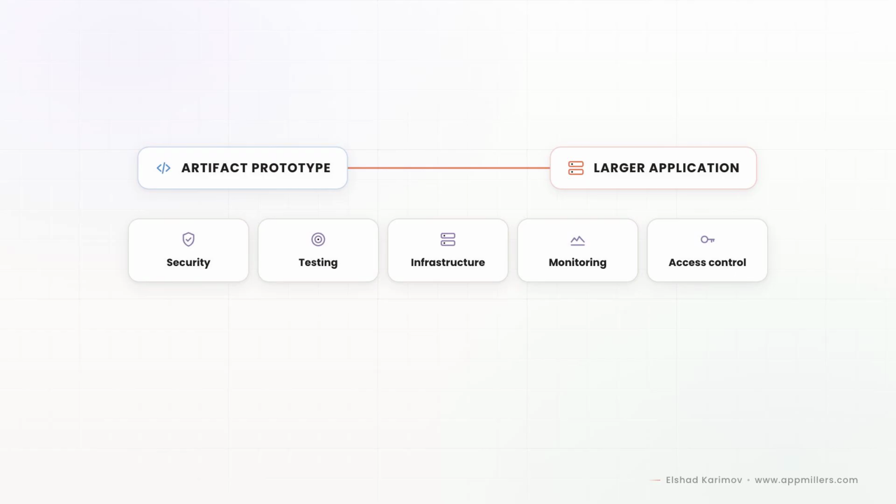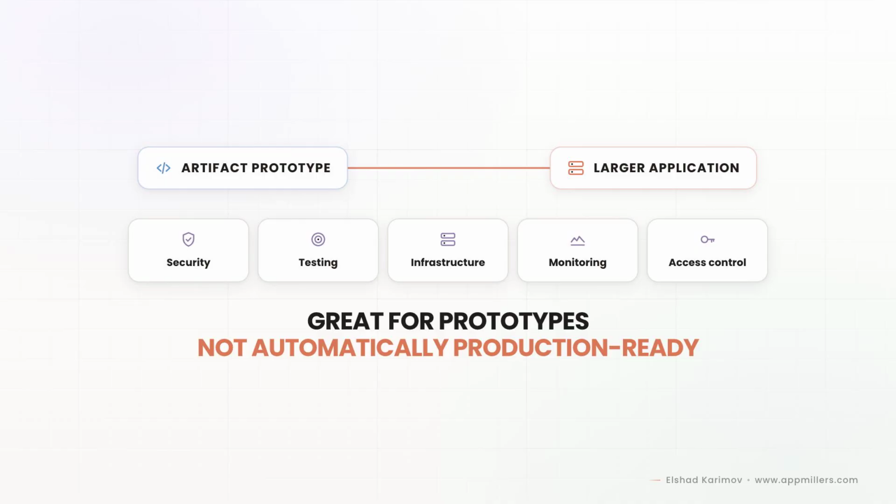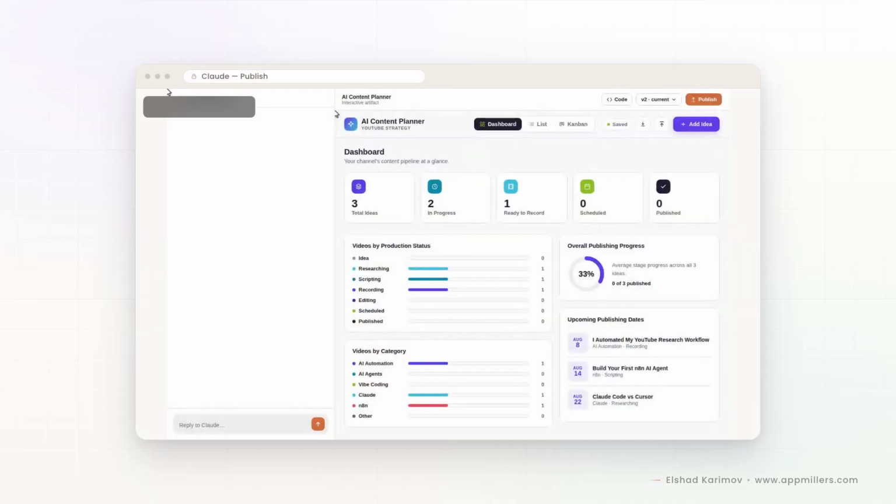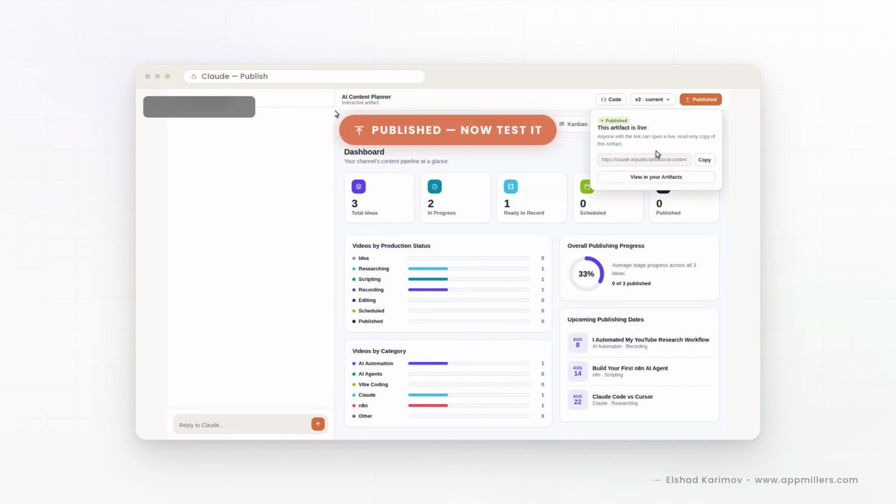Artifacts are excellent for quickly proving a workflow, but a full production system may still require additional security, testing, infrastructure, monitoring, and access control. When the application is ready, we can publish it. Publishing adds the artifact to the artifact collection and allows it to be shared. Before sharing it, test the published version separately.